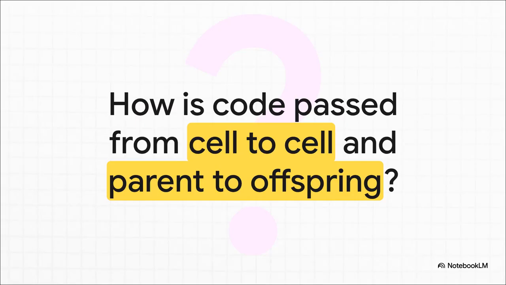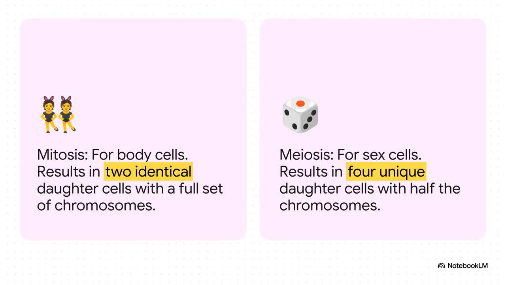And that brings us to a super critical question. How is this code, this blueprint, actually copied and passed on? The whole system needs a totally reliable way to transmit its instructions, both for an organism to grow and for it to reproduce. The answer lies in 2 different kinds of cell division.